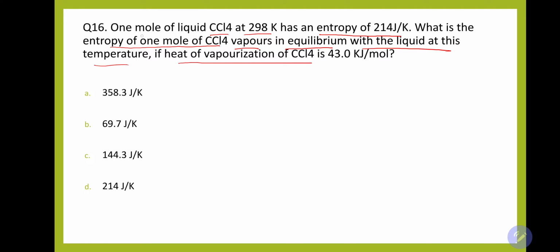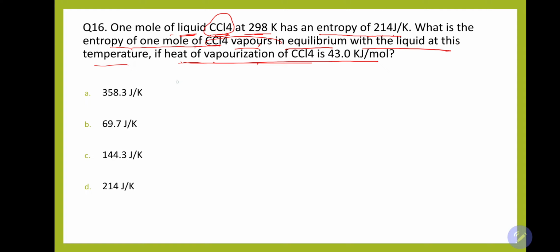Now here what is the question? They have given you 1 mole of liquid CCl4 at 298 Kelvin, entropy is 214. Now they have asked you to find the entropy of 1 mole in vapor form. Liquid is given to you, you have to find it in vapor form at the same temperature. Now they have given you the heat of vaporization. Now how to solve this question?